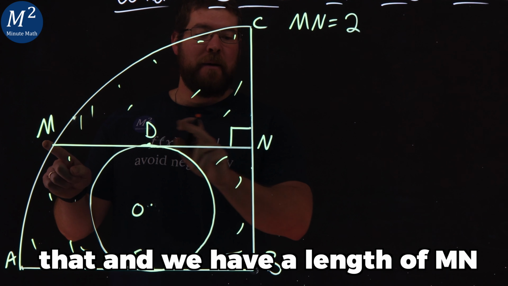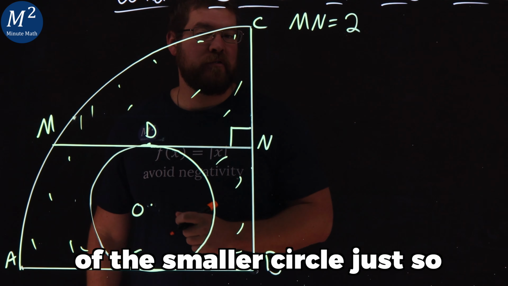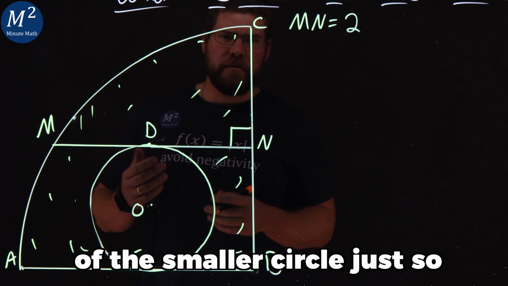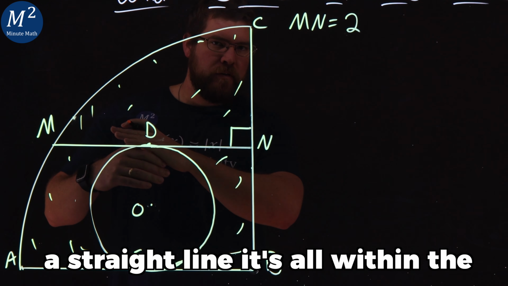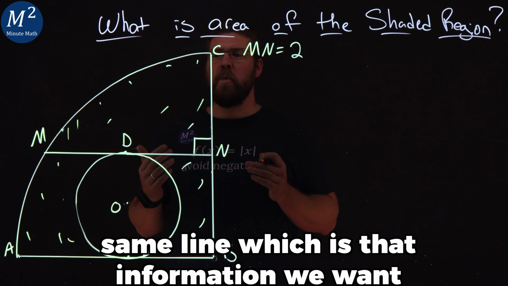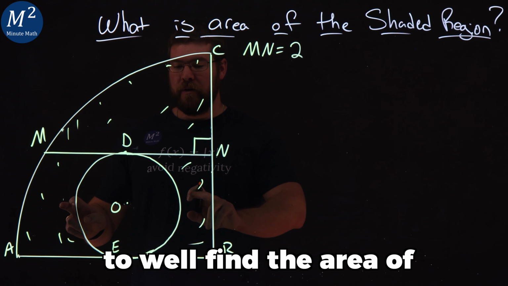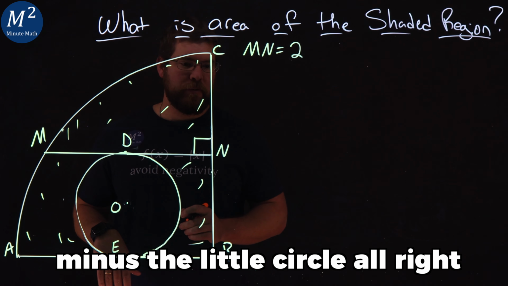And we have a length of MN we're given, which is 2. Right here, that's the tangent of the smaller circle. And just so we know, B, O, M becomes a straight line. It's all within the same line, okay? With that information, we want to find the area of this shaded region, basically that quarter circle minus the little circle, all right?